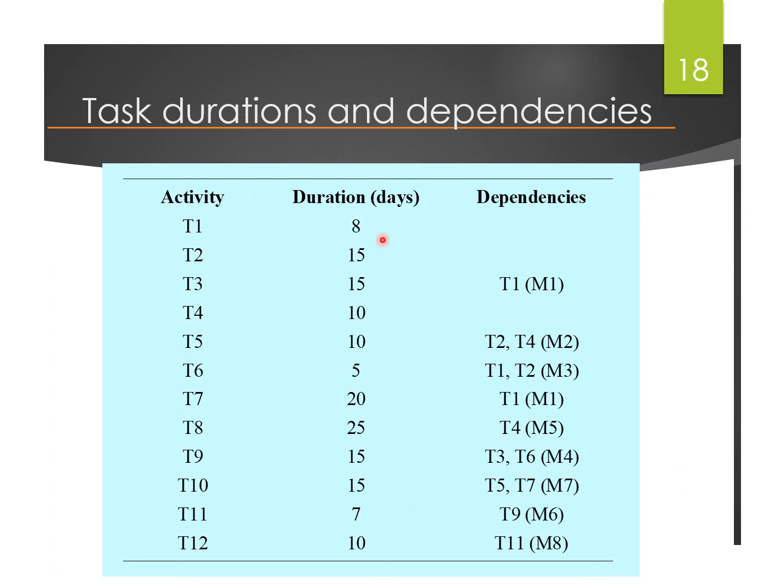Alright, so activity 1 will take how long, and it does not depend on any other activities. Okay, M here is showing the milestone. For example, milestone M1 depends on task 1. Okay, so M1 is achieved when T1 is completed. T3 is depending on T2. Okay, so before T3 can be started, it depends on T1, right?